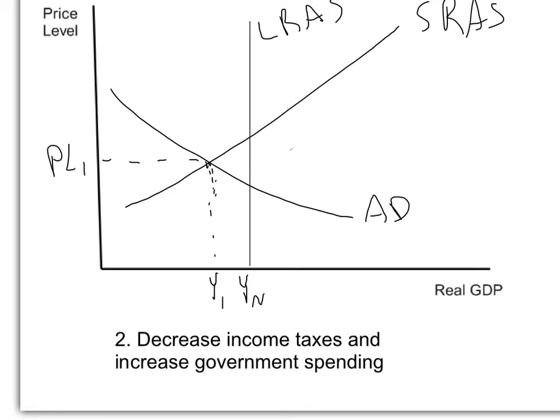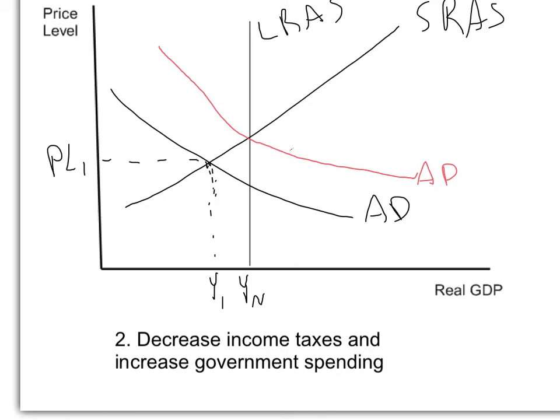The two policies, the government could decrease income taxes and increase government spending. If that were to happen, we know that consumption and government spending would increase, and it should shift the aggregate demand curve to the right. And if it brings us back to full employment, it should shift us to that point right there.